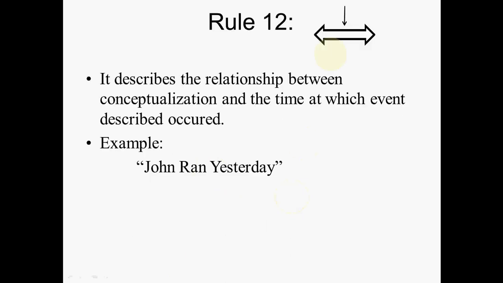Rule number 12 describes the relationship between a conceptualization and the time at which the event described occurred. Here, above this arrow, you're going to write the time at which that conceptualization occurred. As an example, John ran yesterday. It's very easy to represent John ran. Since this is past tense, and what is the meaning of run? Run means you're moving from one place to another. So it is P trans. So John P trans.